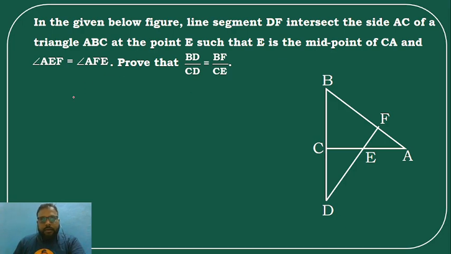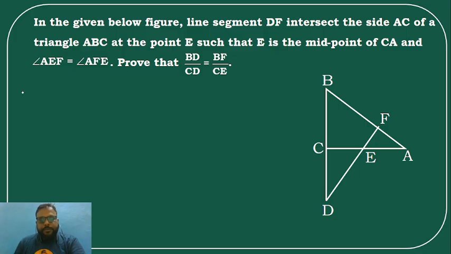Hello everyone, let us look into this question. In the figure given below, the line segment DF intersects the side AC of triangle ABC at the point E such that E is the midpoint of CA, and it is also given that angle AEF is equal to angle AFE. We have to prove that BD by CD is equal to BF by CE.